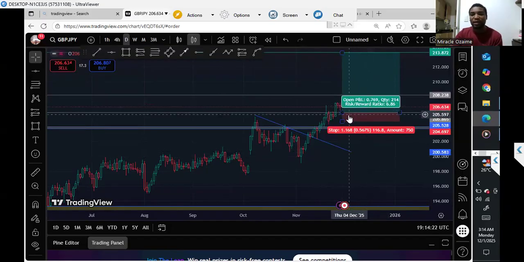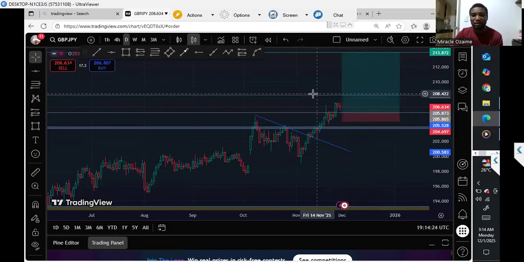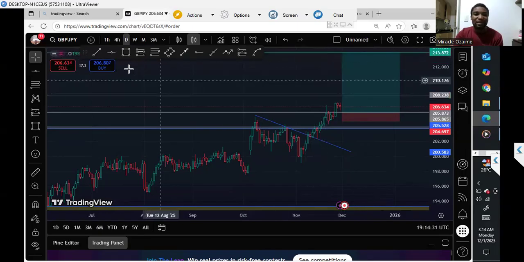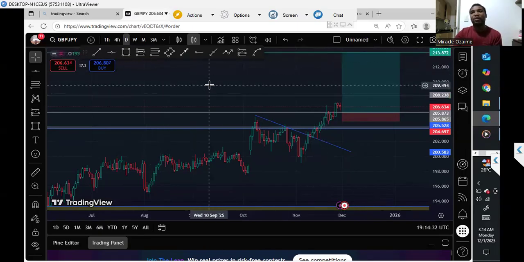I'm looking to enter this market from this region, at least to TP1. Then if it breaks TP1, I will consider TP2, which is a supply region along the monthly time frame.